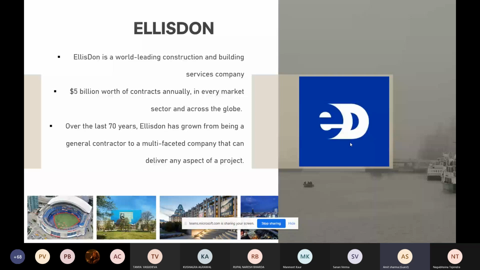The first one is the Rogers Centre, Toronto. It's one of the most iconic buildings in Toronto downtown. All of the big sports events and music events happen in this stadium, and it was one of the first huge projects Alliston has done. The second one is the Art Gallery of Ontario, which was designed by none other than Frank Gehry, and it was again one of the most iconic buildings in Toronto.